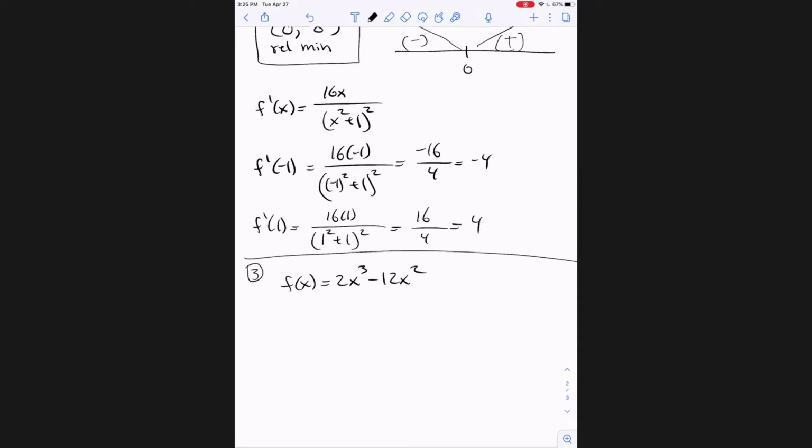Over what intervals is f of x increasing, and over what intervals is it decreasing? So again, we got to find the critical numbers.